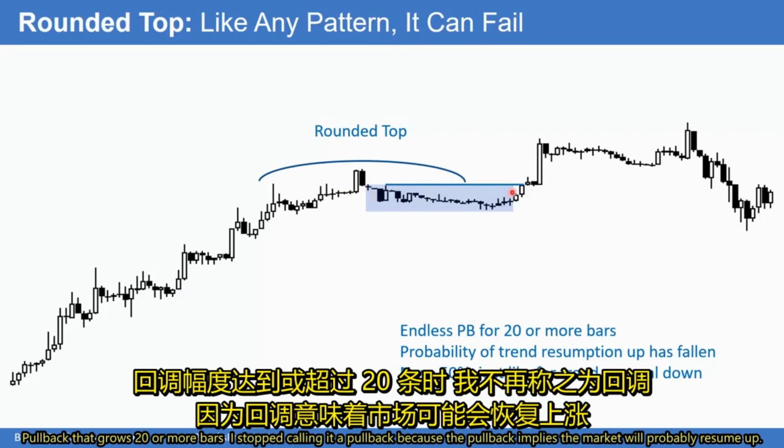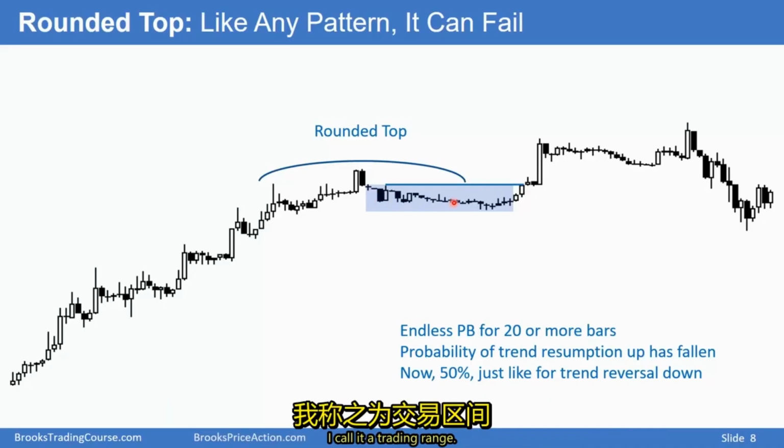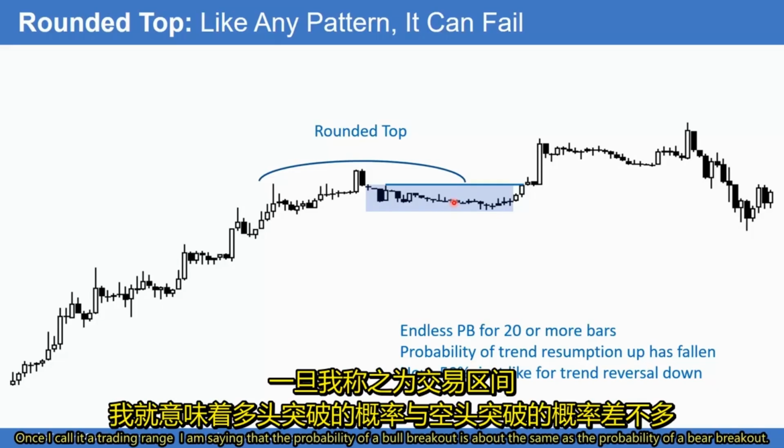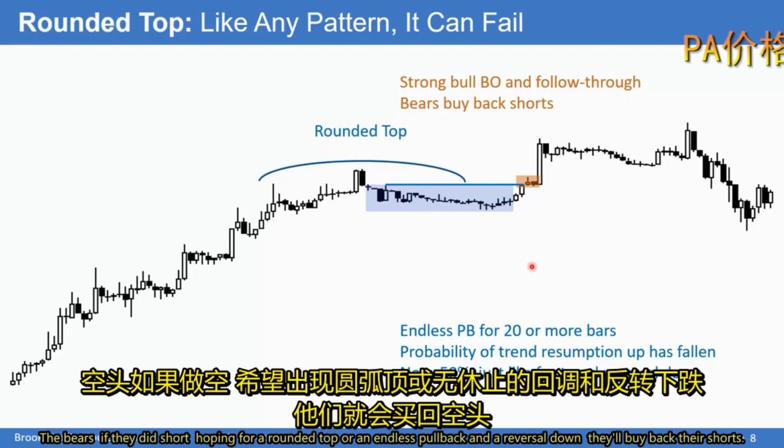Pullback that grows 20 or more bars, I stop calling it a pullback because a pullback implies the market will probably resume up. Once the pullback grows to 20 or more bars, it's an endless pullback. I call it a trading range. Once I call it a trading range, I am saying that the probability of a bull breakout is about the same as the probability of a bear breakout.